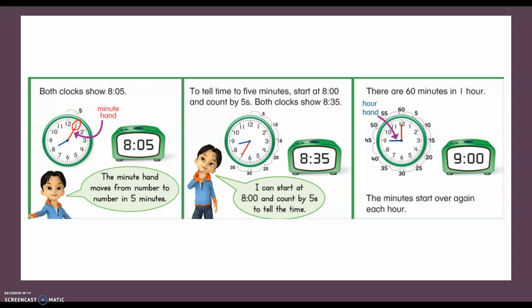So this clock, the minute hand is on the 1, we start at the 12 and we count 5, which means it's 8:05. Let's take a look over here.